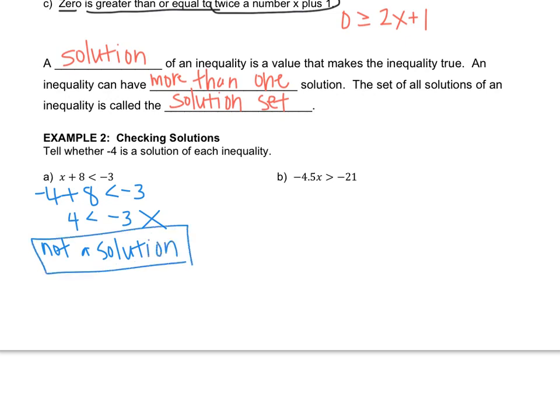Okay, let's check out the other one. -4.5 times -4 is greater than -21. Well, I already know a negative times a negative is a positive, and any positive is bigger than any negative, so I know that it's going to be yes, but if you want, we can figure out the number. It's going to be 18, and 18 is greater than -21, so that's yes, a solution.